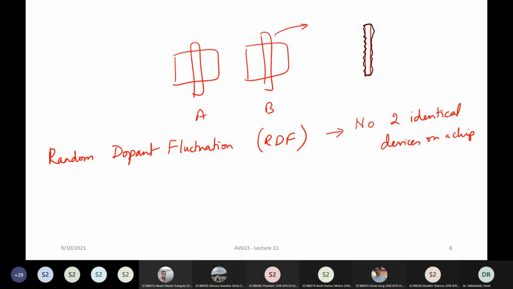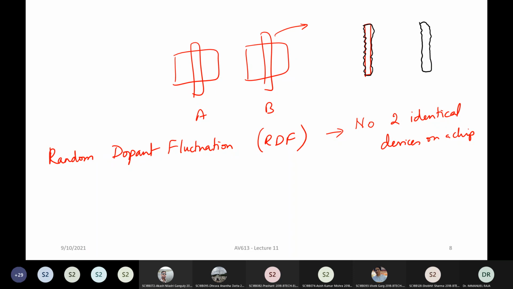Now, correspondingly, what happens is that this jaggedness of this transistor and the jaggedness of the other transistor will not be the same. So you can talk about an effective W by L ratio, which is different between transistors A and B. Again, this is something that you would see in simulation. And also what happens is these things are statistically modeled.